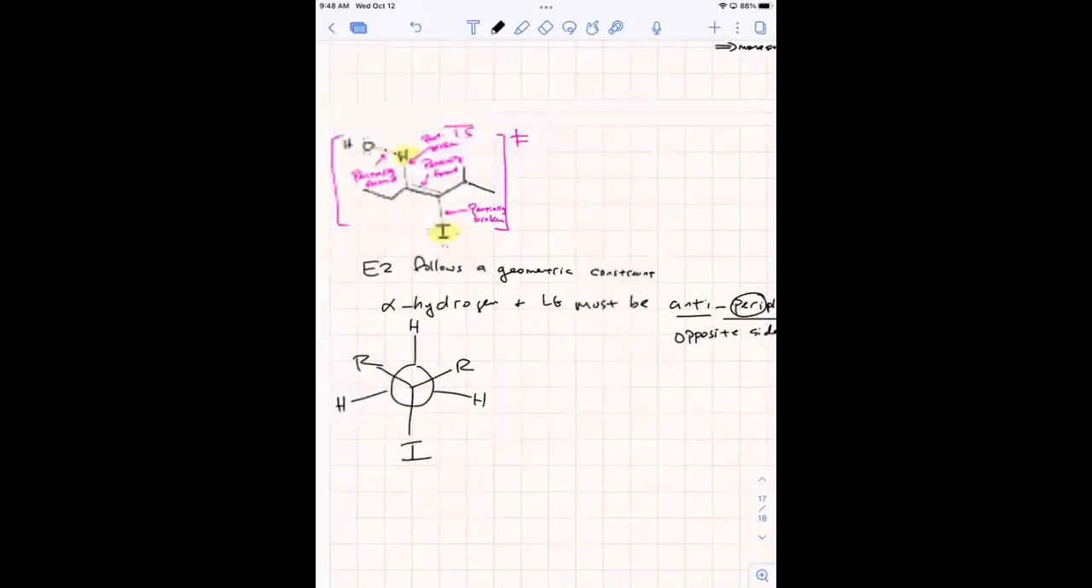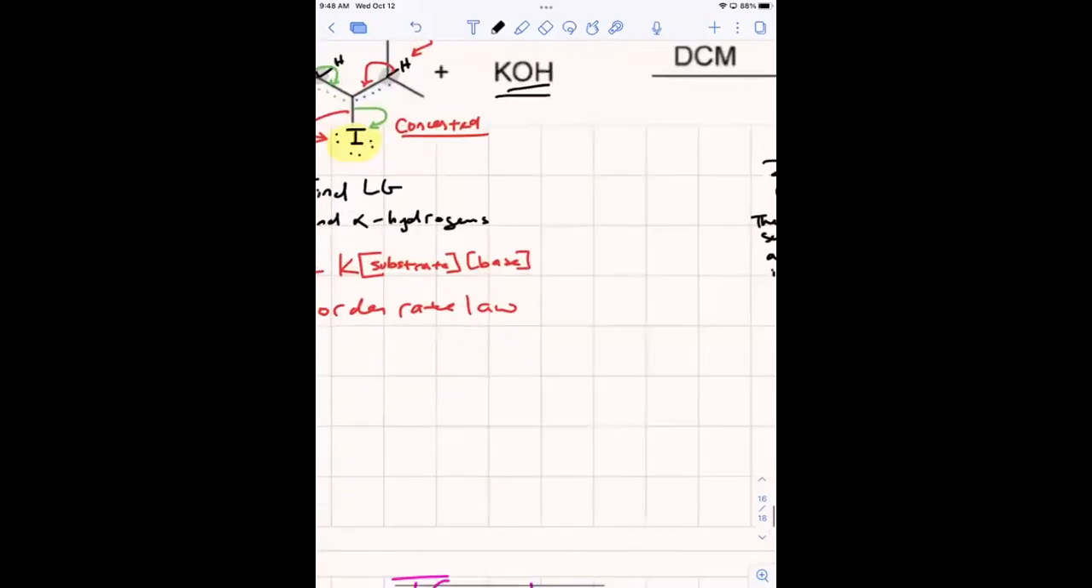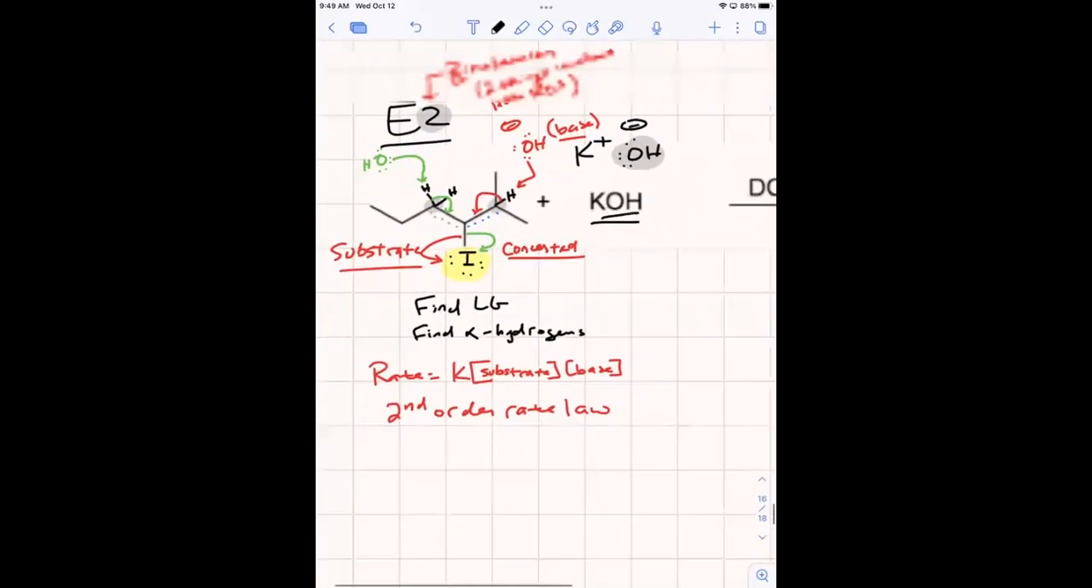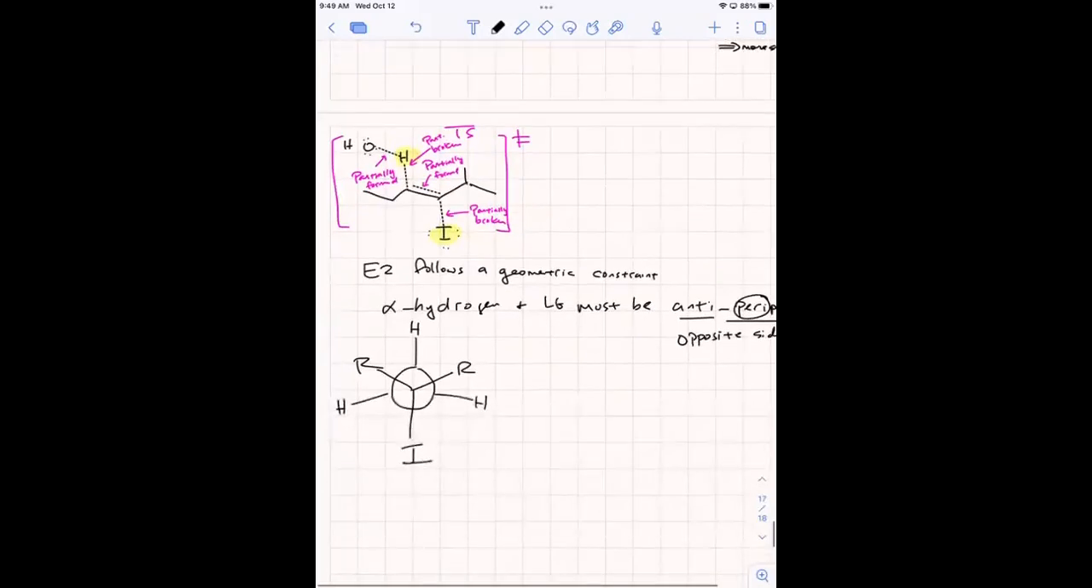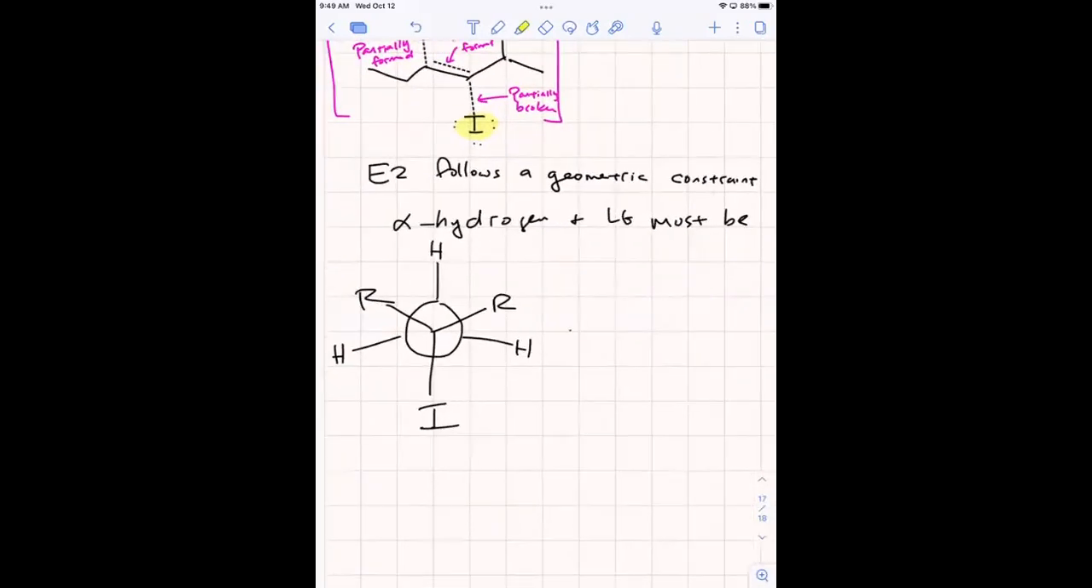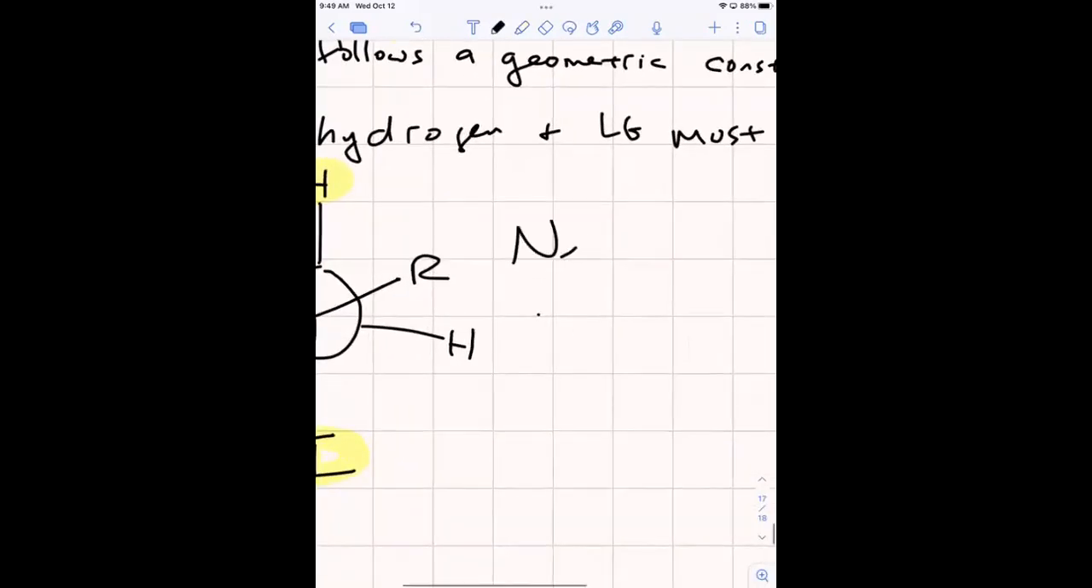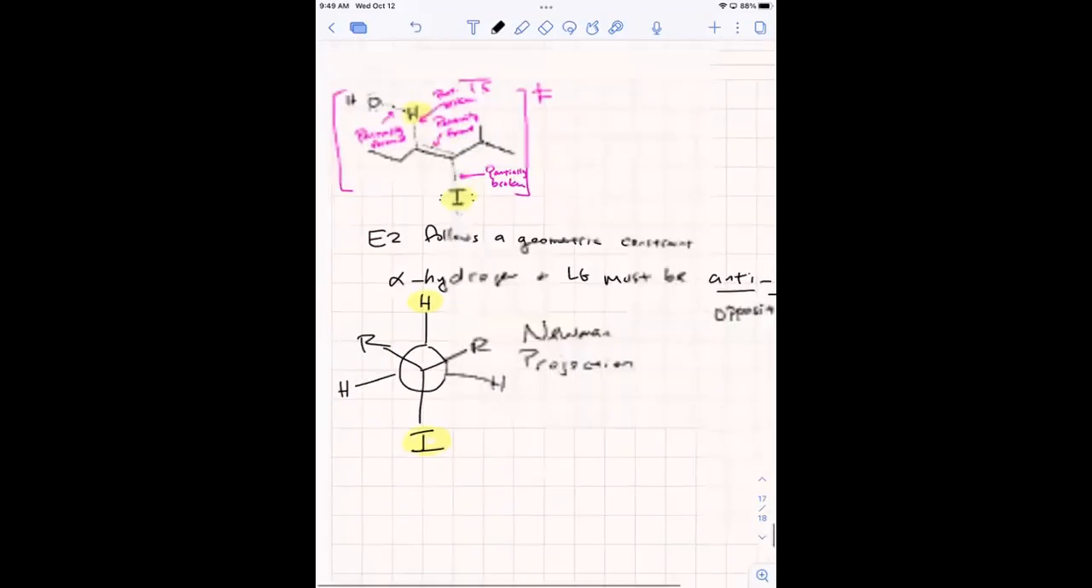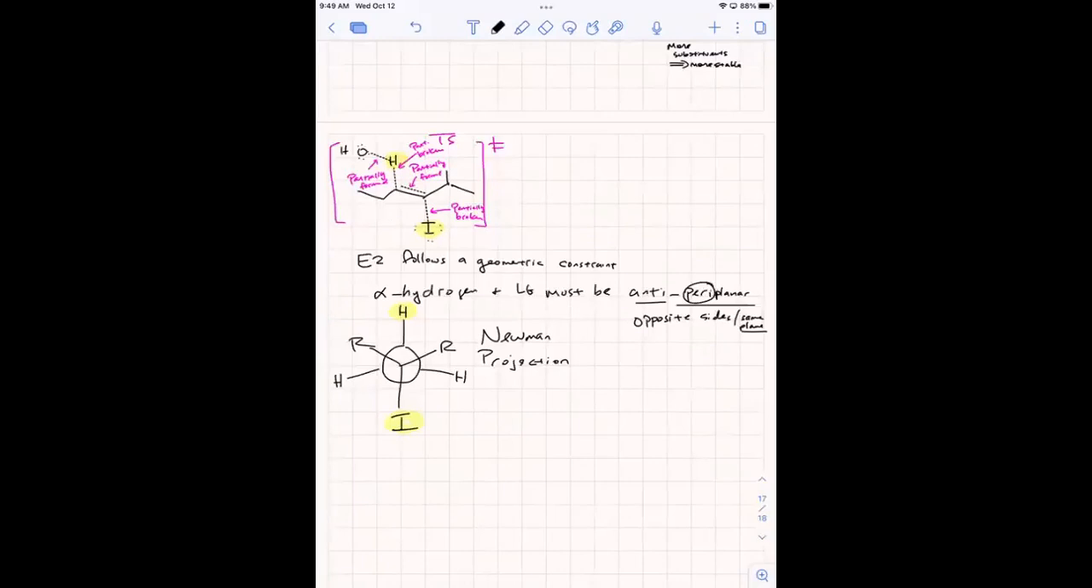All right, and notice too, the hydrogen that's being pulled off, the alpha hydrogen, is always on the carbon next door to where the leaving group is, because there's also a hydrogen on the carbon where iodine is, but you never touch that one. That has to stay. So again, you see that they're opposite to one another. And just in case you don't remember, this is called a Newman projection. Right, that has to happen.